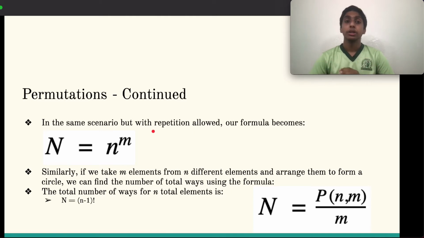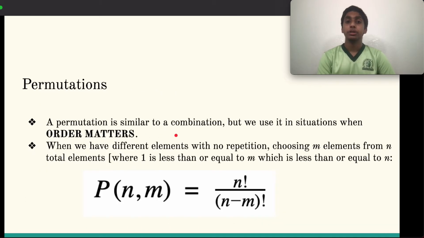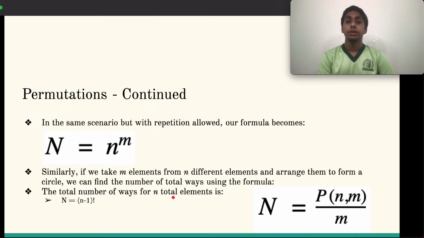repetition is allowed. So our formula then becomes n to the power m. It's simple as that. So before we were using factorials because of an actual permutation, but now since repetition is allowed, our formula is simply n to the power m.